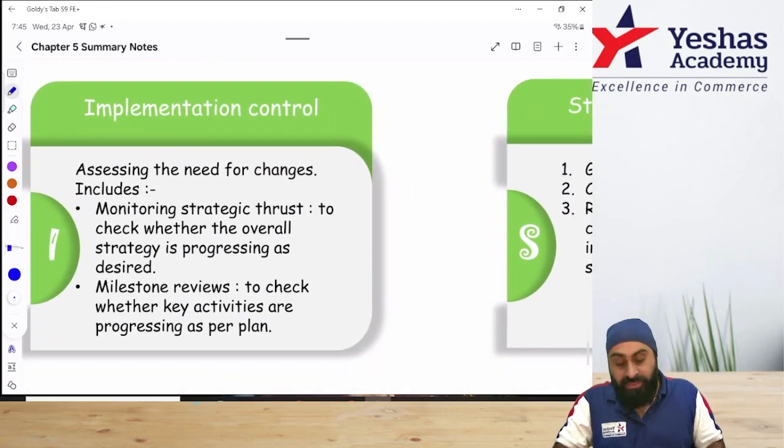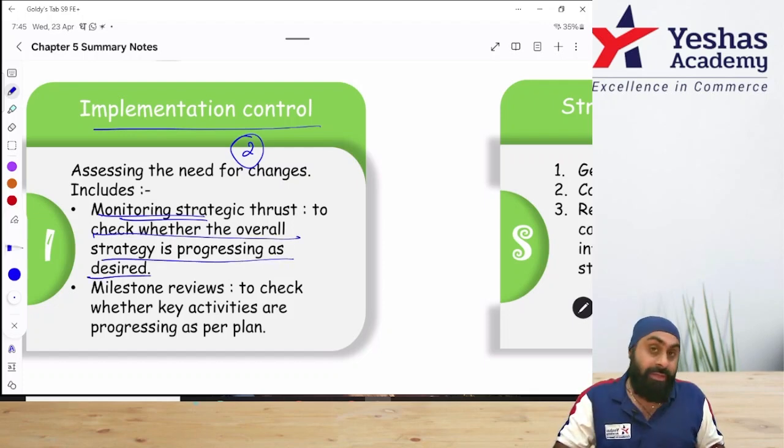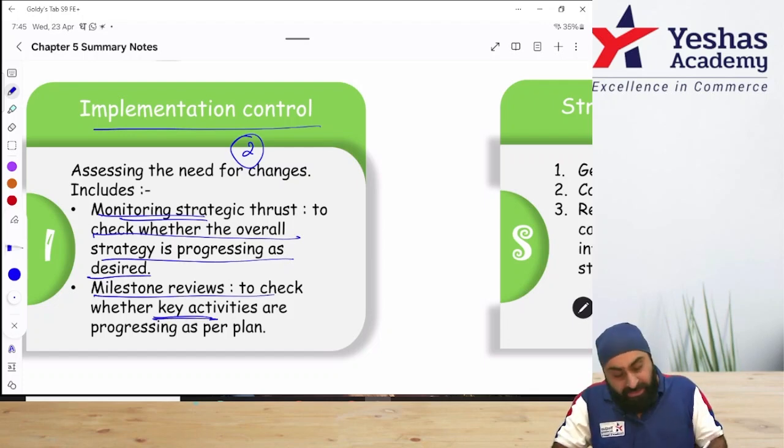One is called implementation control. Out of this, there are two ways of dividing it. The first one is called monitoring strategic thrust. You check whether overall strategy has been progressing as per plan. In a milestone review, you just only see key activities. So this is full check, and here only it is key aspects.